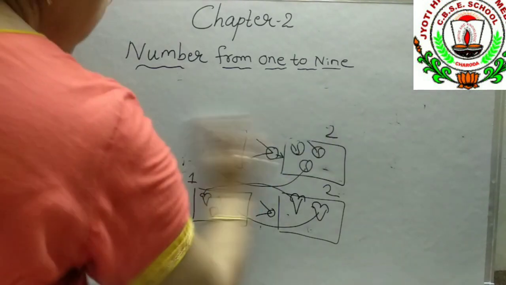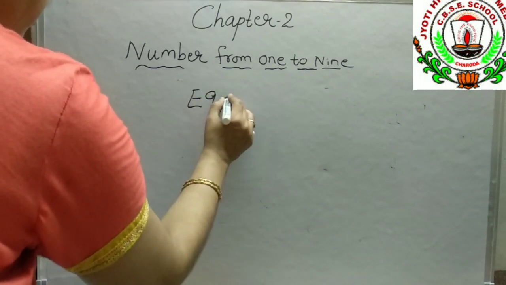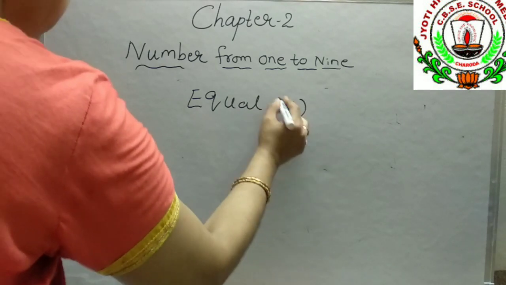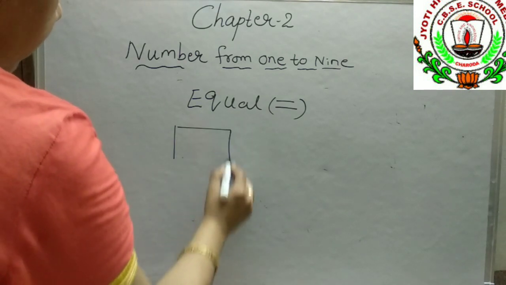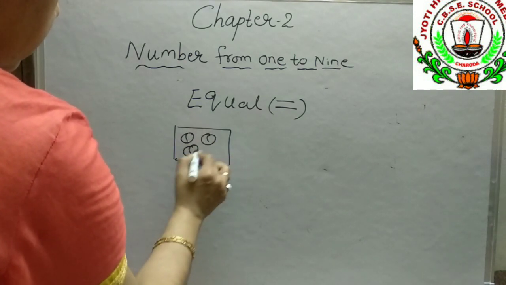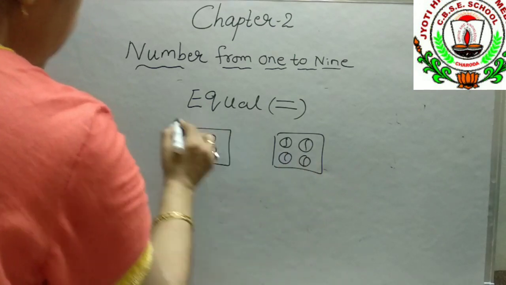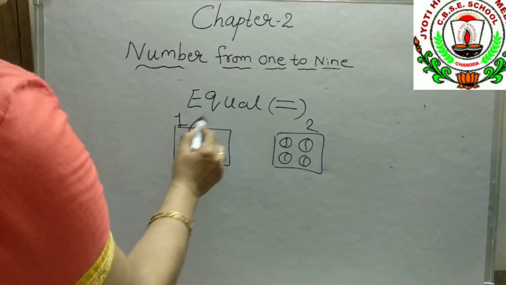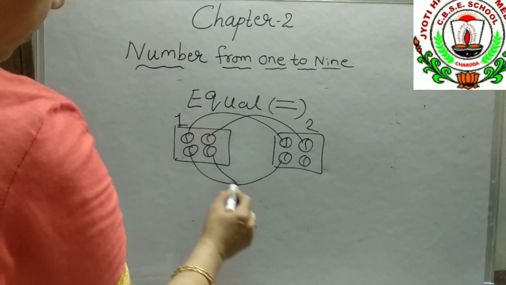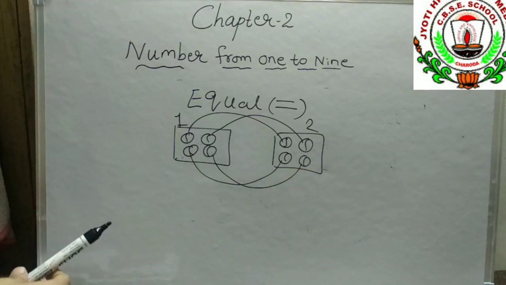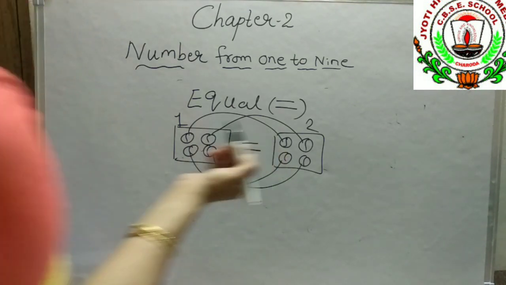Next is equal to. The sign of equal to is two parallel lines, two sleeping lines. Next, again I am taking two boxes. Now we will compare the things in the boxes. This is box number 1 and this is box number 2. One ball, two balls, three balls, four balls. In both the boxes 1 and 2, the number of balls is the same. So we will put equal to.